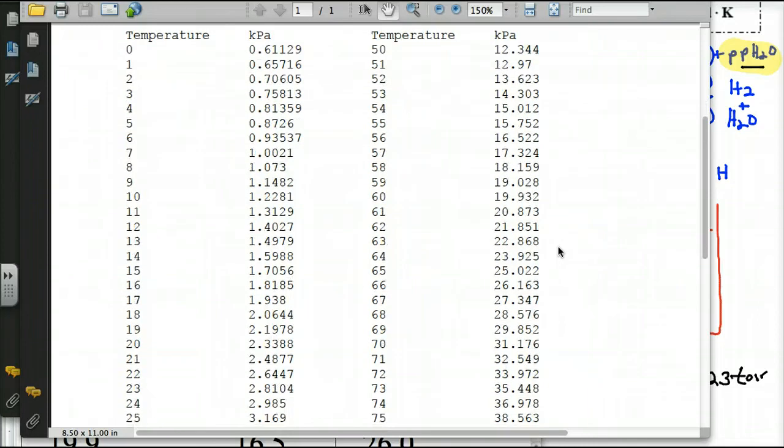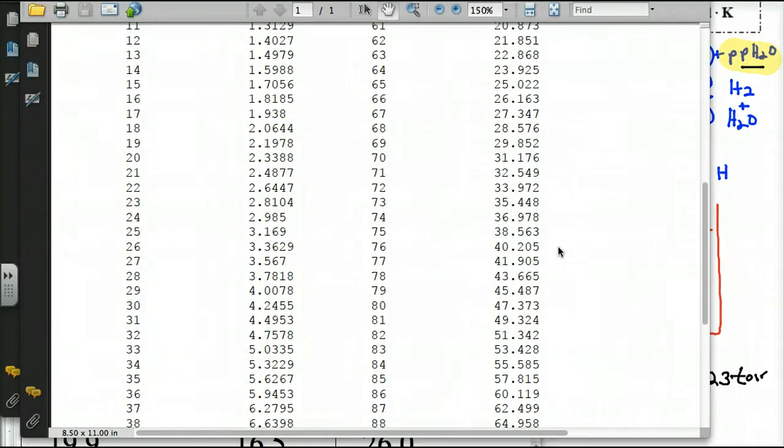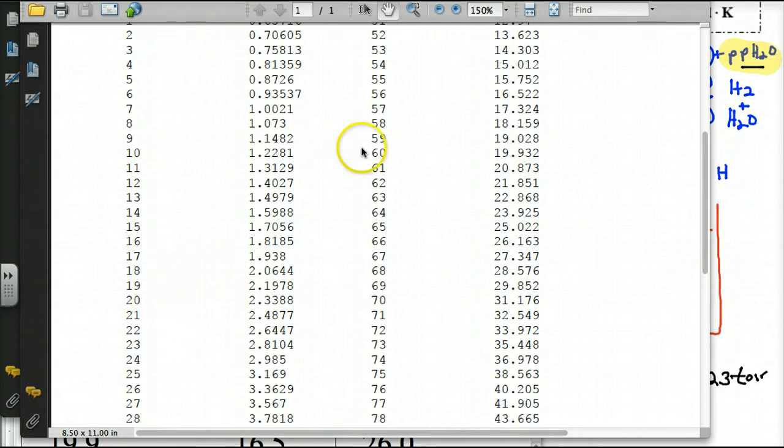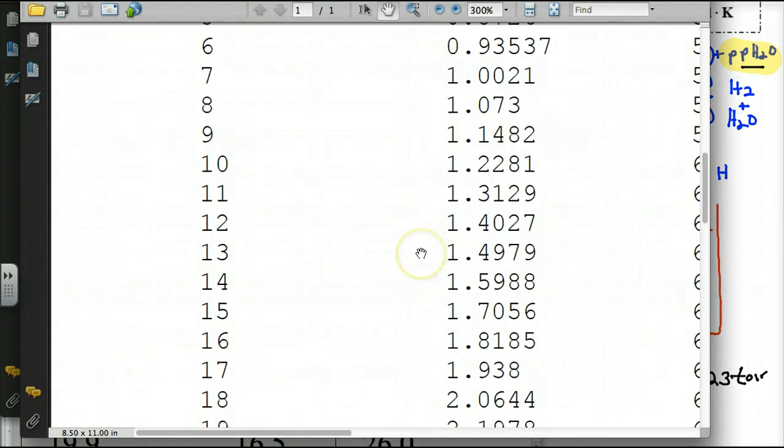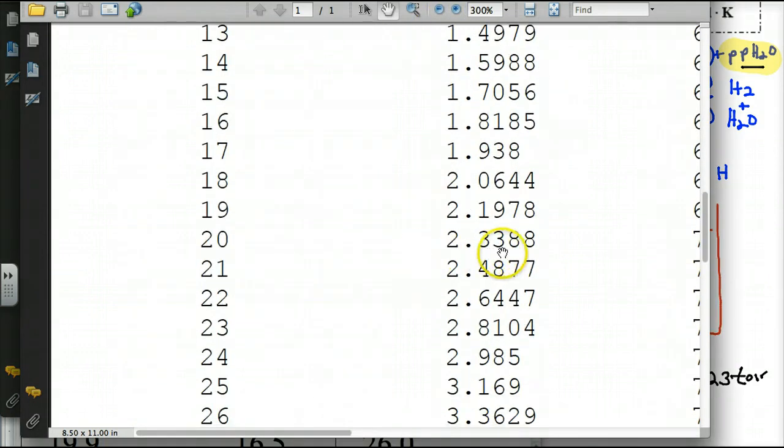So let's go find our temperature. My temperature was about 20 degrees Celsius, so I'm going to zoom in on that. I'm going to guess it's 2.3388. Now, to do 20.5, it would be 0.5 of the difference between here. If you did 20.8, it'd be 0.8 of the difference. So if I had 20.8 as my temperature, I would subtract these two numbers, and let's pretend it's 1, I'd take 80% of that and add that to this one.